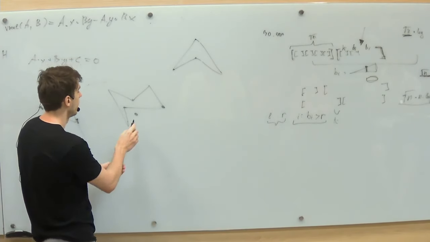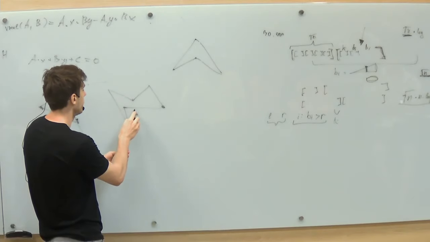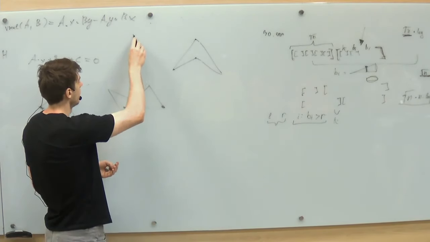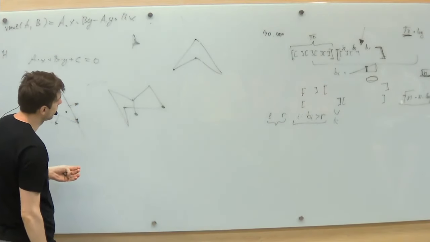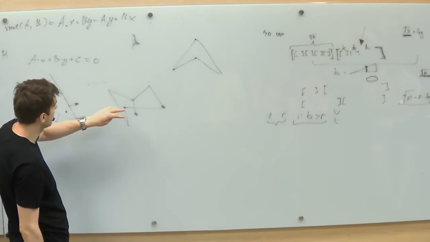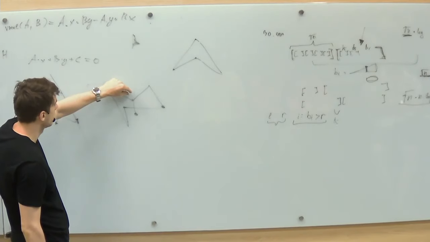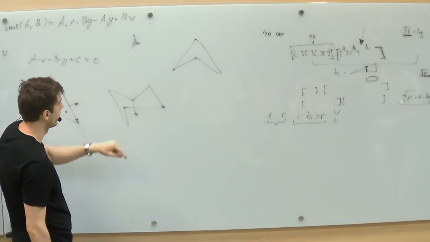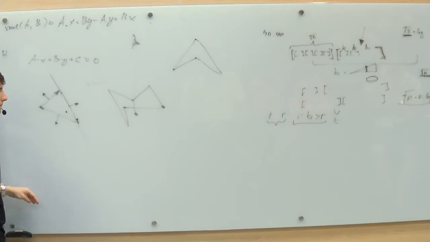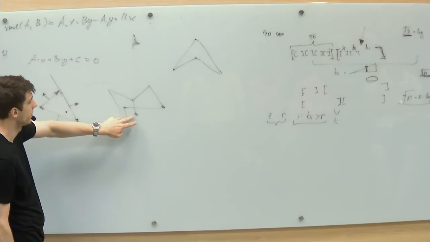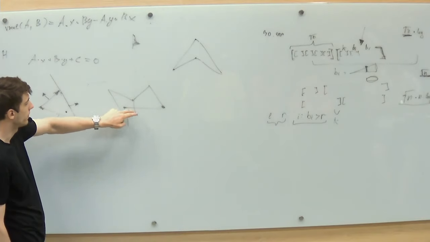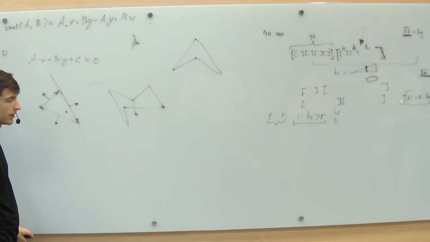I usually use a vertical ray, maybe somewhere here, and after that you count how many intersections the boundary of our polygon has with this ray. And clearly, if the number is even, this means that the point is outside the polygon. If it's odd, then it is inside.